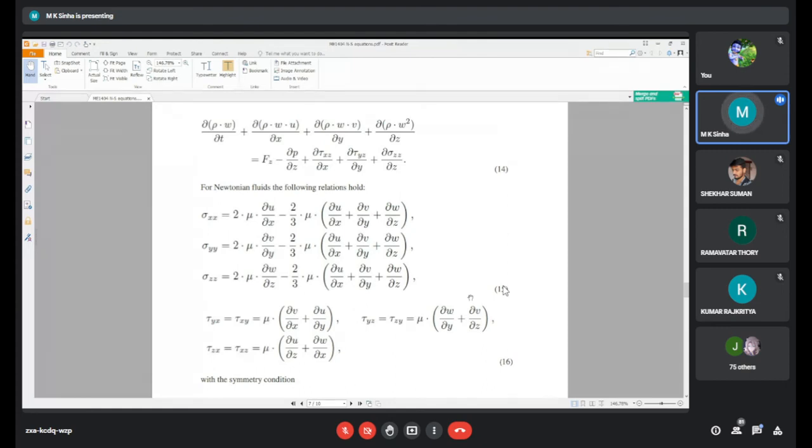Then after xy, we come to yz. So tau yz equals mu times del w by del y plus del v by del z, with velocity components reversed relative to the derivative. So del w by del y plus del v by del z. Lastly, we will come to tau zx.